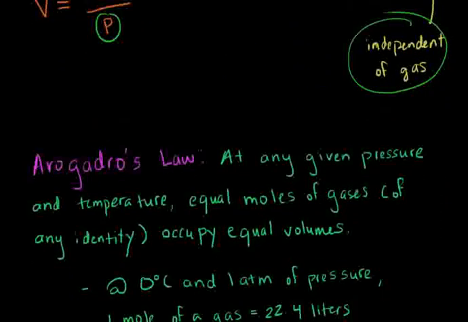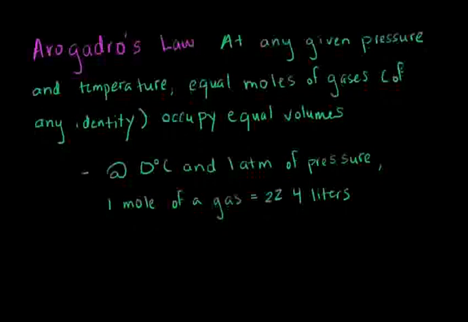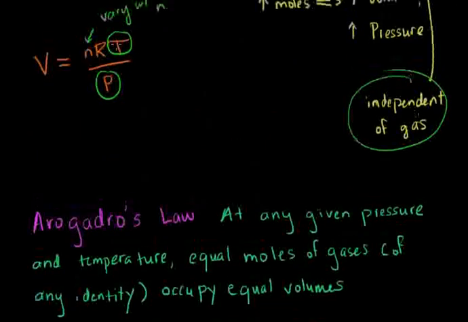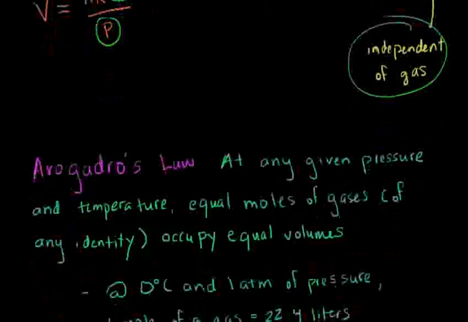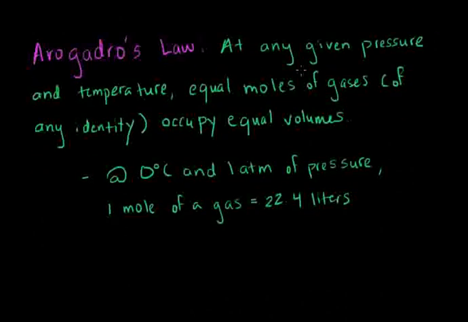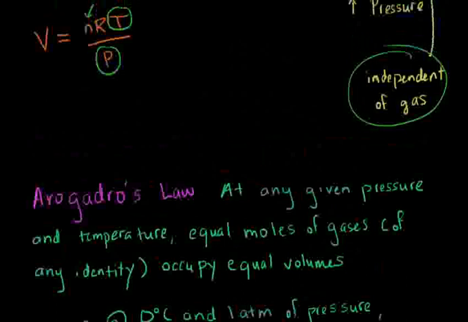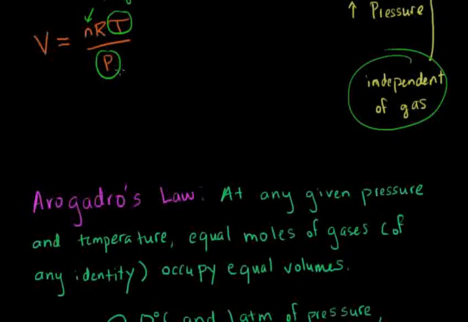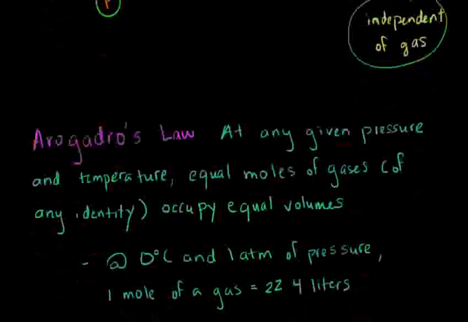Another way to state this, and this is the final thing we're going to do in this video, is using Avogadro's law. Avogadro's law may come up on your next test or on the AP. It's a really simple concept, and you can always use the ideal gas law in the V equals nRT over P form to prove it. All Avogadro's law says is that at any given pressure and temperature, equal moles of gases of any identity, so identity is unimportant, occupy equal volumes. And that makes sense. If we know temperature and pressure, T and P, and we have the same number of moles, this is just going to equal some number. For any other gas, it's also going to equal the same number, and so it's going to equal the same volume.